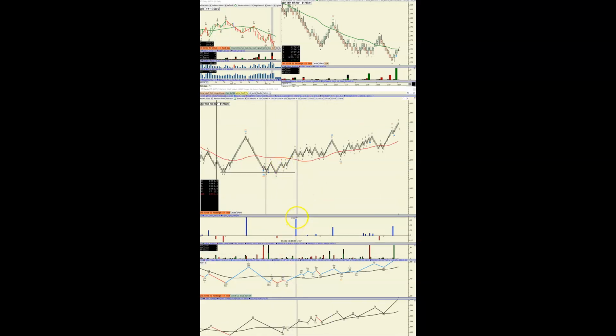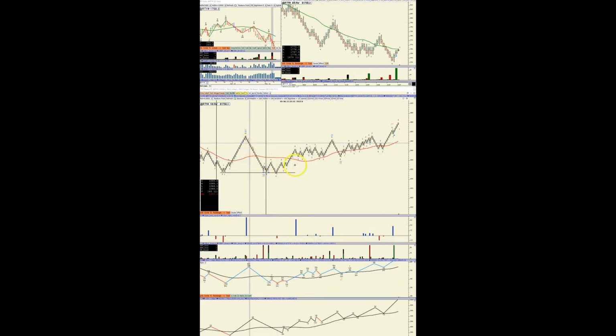I'll show you what the thrust is. This indicator right here is thrust. All right, the blue is the upthrust on the upside, and the red is thrust on the downside.